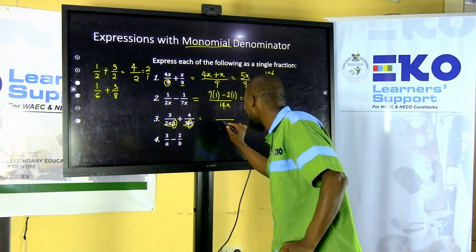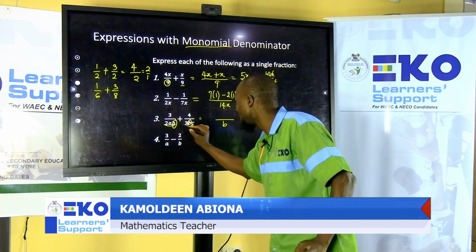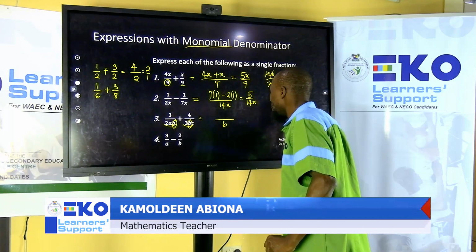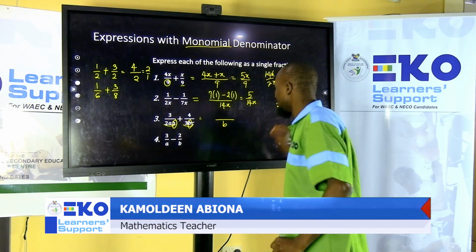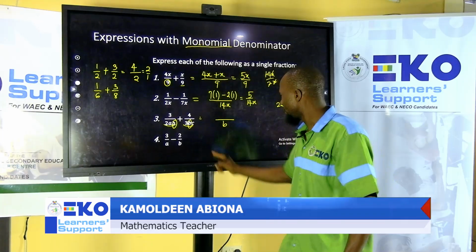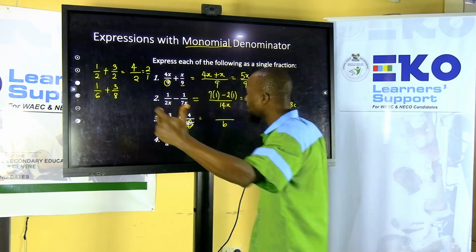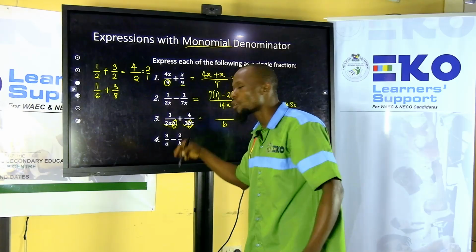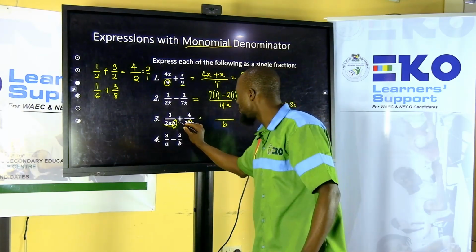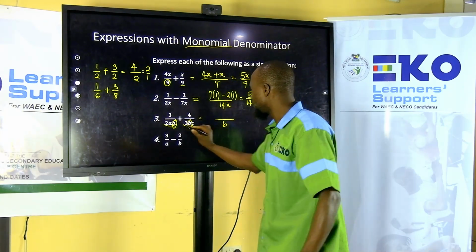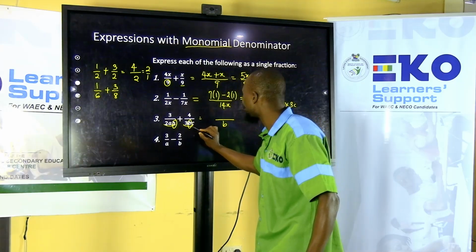B is common, bring it out. We are left with 2a multiplied by 3c. I hope you get that. The common one there is what? B. So you don't need to multiply everything together because of the common factor there. So the common factor, bring it out, which is b. We are left with 2a times 3c.